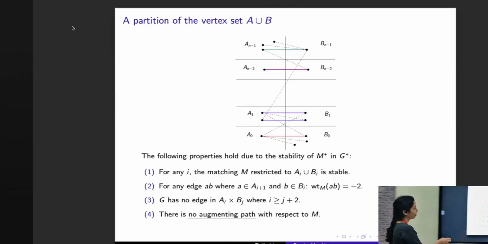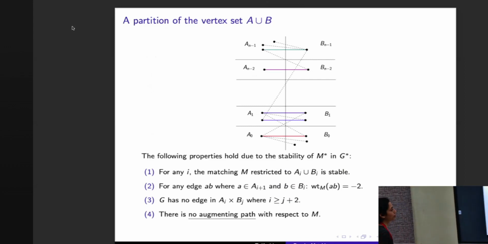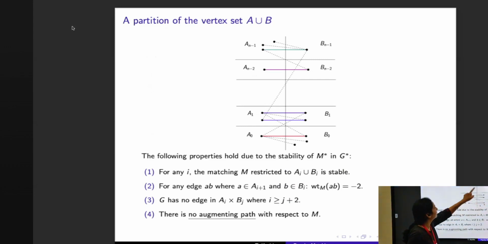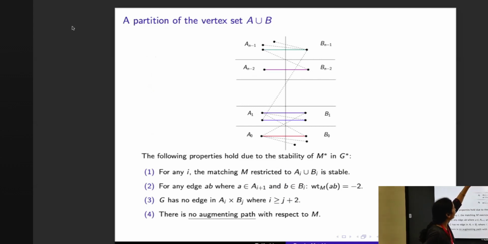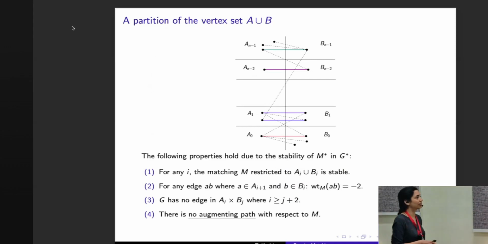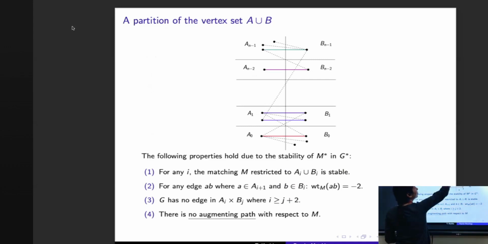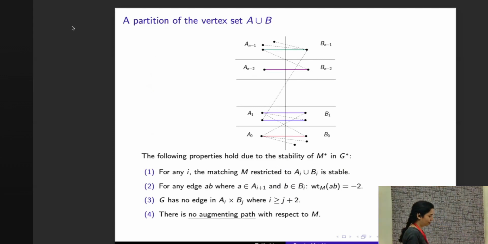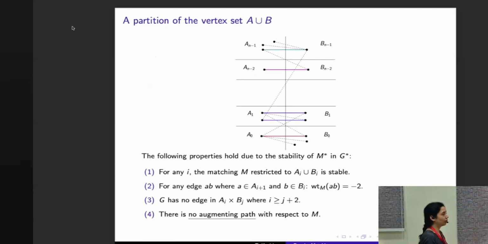and also there is no augmenting path with respect to our matching M. If there is an augmenting path, there is a path from the top left to the bottom right, in which case we'll show that there are at least n plus 1 agents that participate in the augmenting path, but the number of agents is only n, so there is no augmenting path. Any augmenting path will have to go between every successive level, because there are no steep edges, and so it will end up having n plus 1 agents, which is one too many agents, so there is no augmenting path.